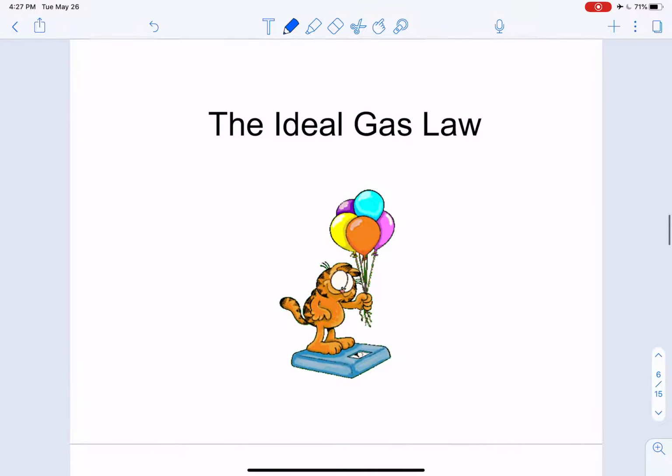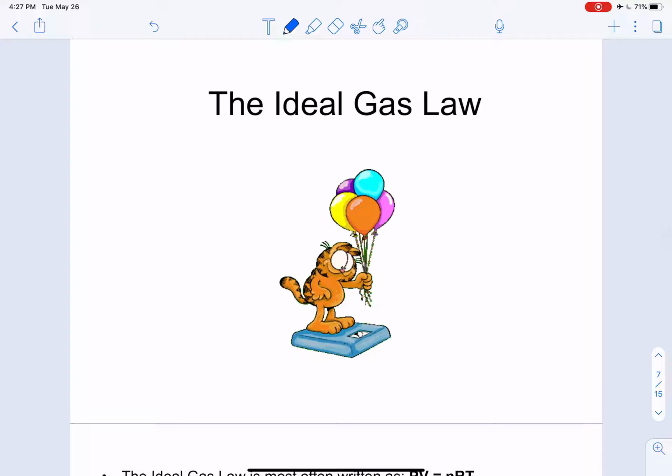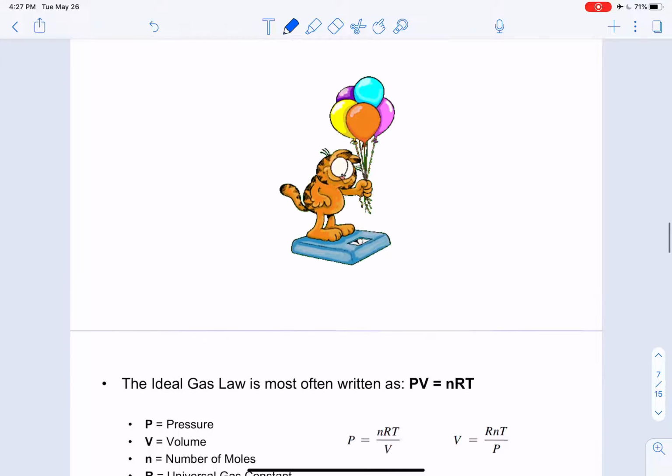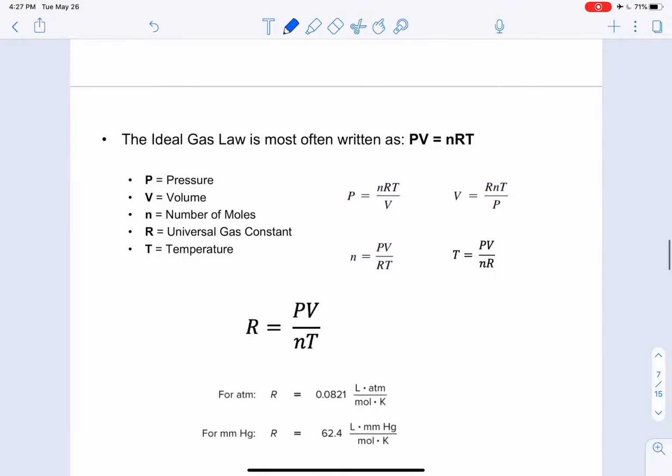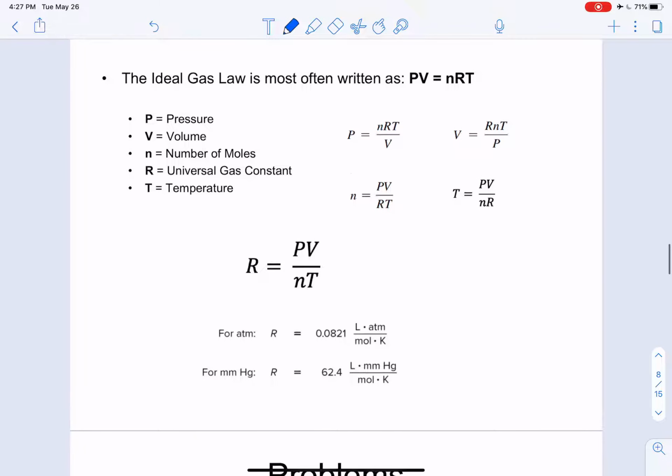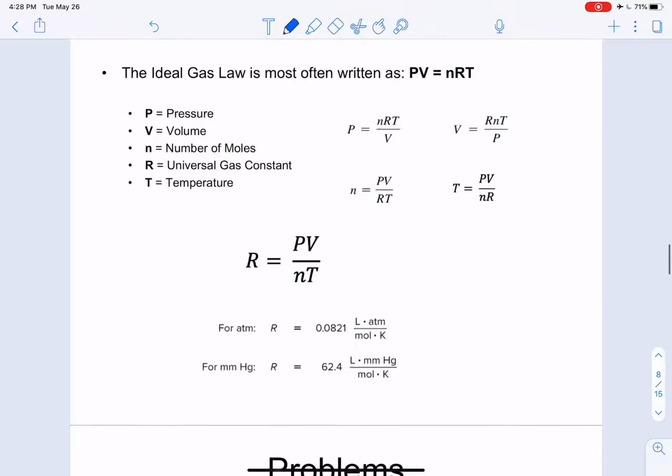Hi students, we are in the ideal gas law section. So we need to relate pressure, volume, temperature, number of moles, and the universal gas constant to each other. So we've got P, V, n, R, and T. And that gives us PV equals nRT and a new constant, R.